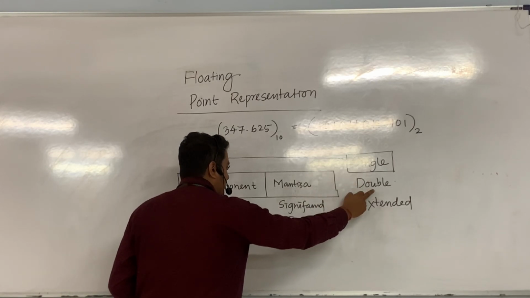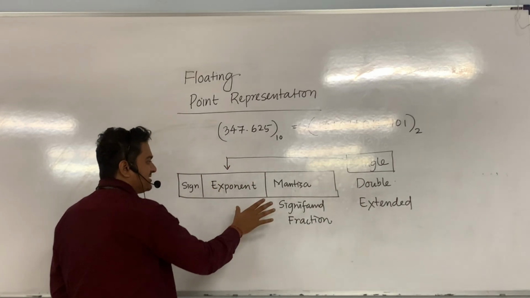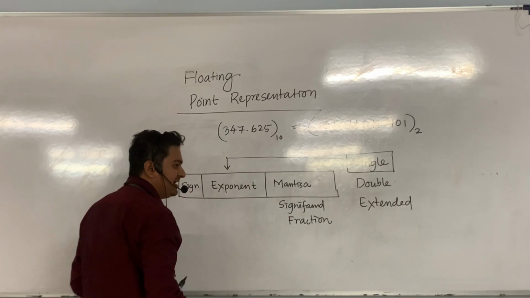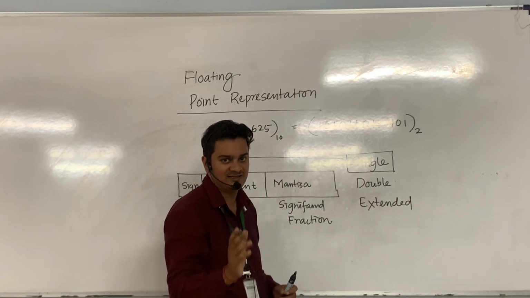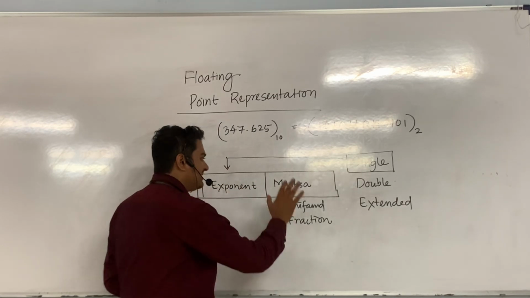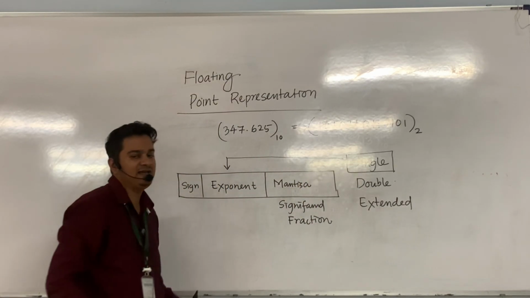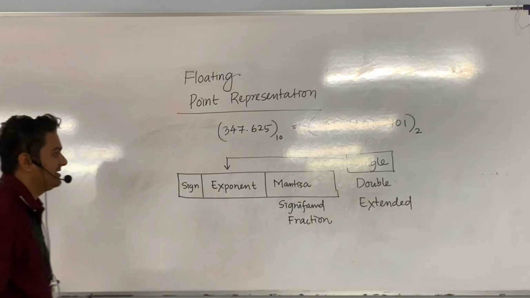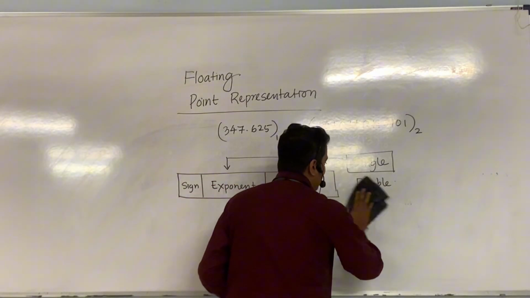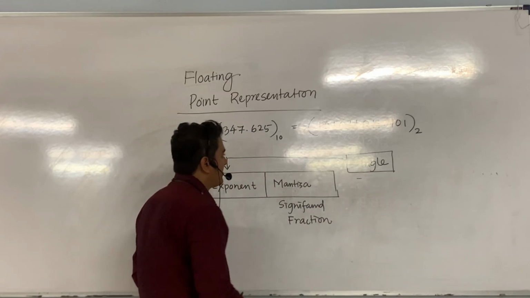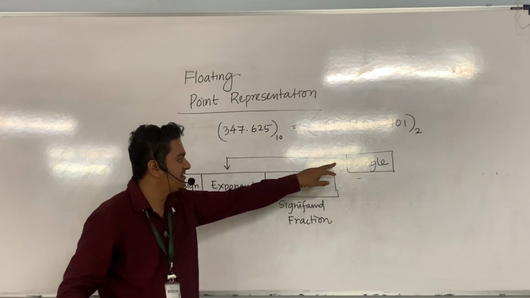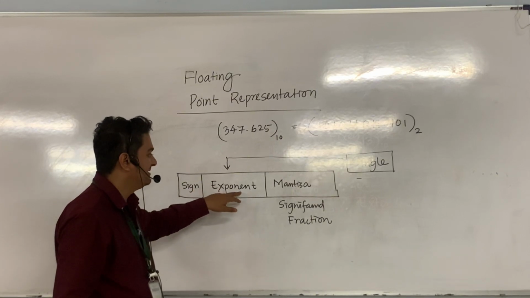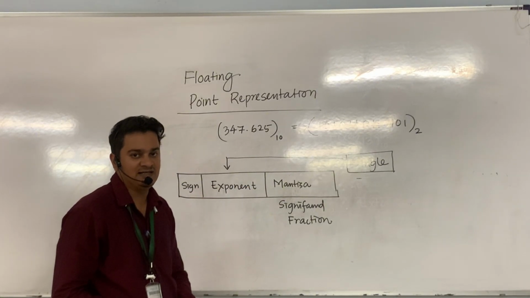In the double precision format also these three parts will be there. Extended precision format also has these three parts, but the bits will change. So let us concentrate on the single precision format only, and after this we will discuss the double precision as well as the extended precision. In the single precision format, we will go for these three parts: one is sign, then exponent, then mantissa.